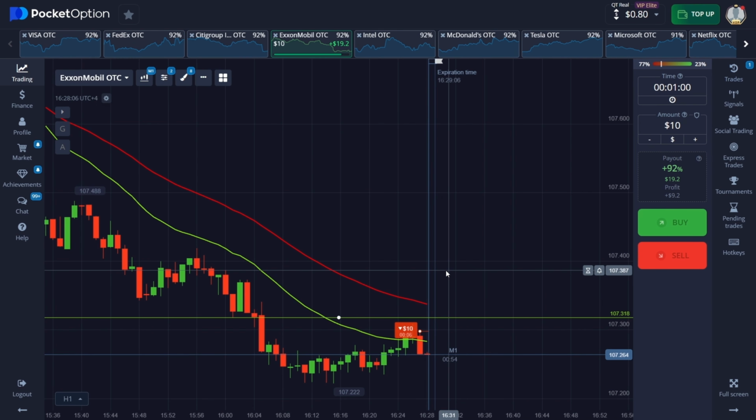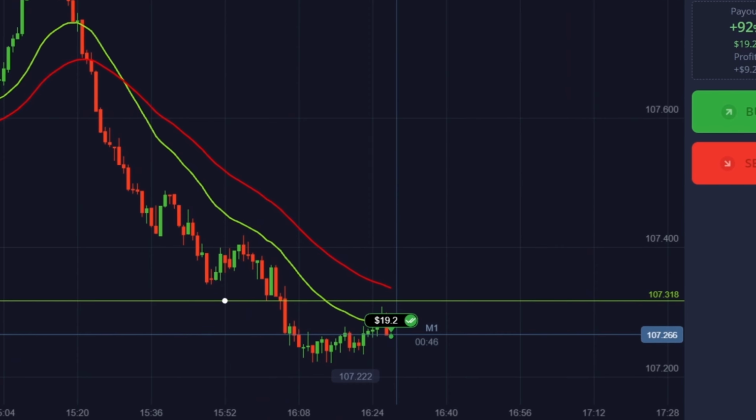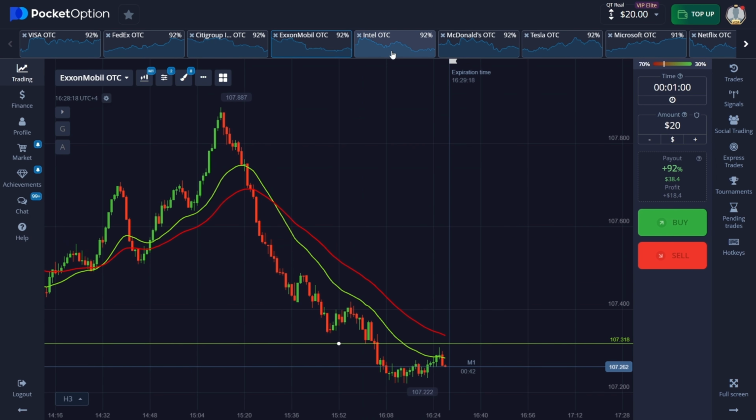The current candle closed as a red candle, and it looks like a good win. Only a few seconds left, and yes, we won our $10 trade. Now my balance turns into $20. So let's find a trade for $20.